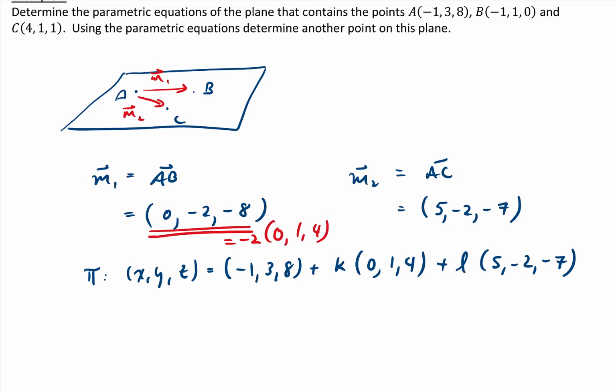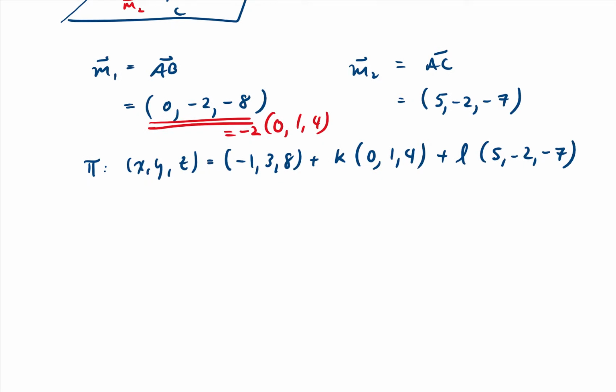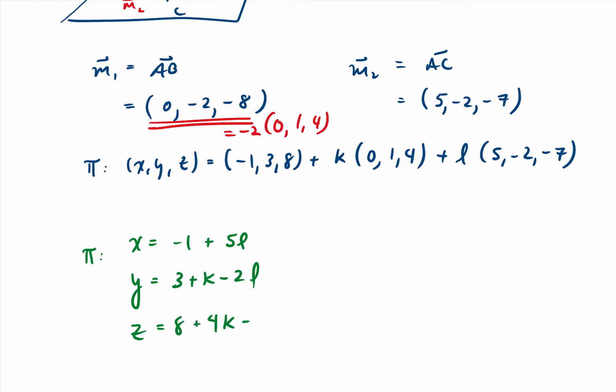So now that we have the vector equation, we can go to our parametric equation. So our parametric equation of the plane is x equals -1 plus 5L, y is equal to 3 plus k minus 2L, and z is equal to 8 plus 4k minus 7L. So there is our parametric equation for this plane.